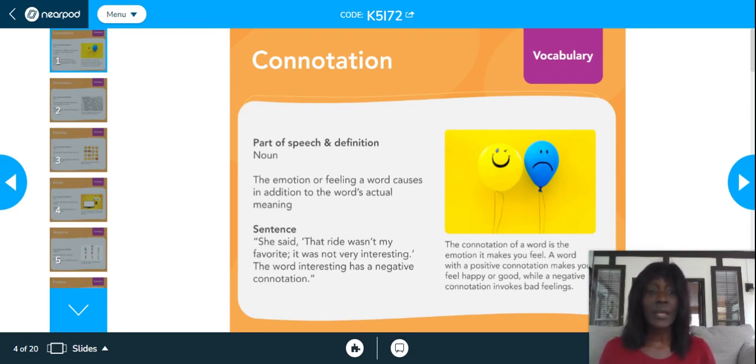The connotation of a word is the emotion it makes you feel. A word with positive connotation makes you feel happy, while a negative connotation evokes bad feeling. So, interesting in the sentence that I just read definitely has a negative connotation.